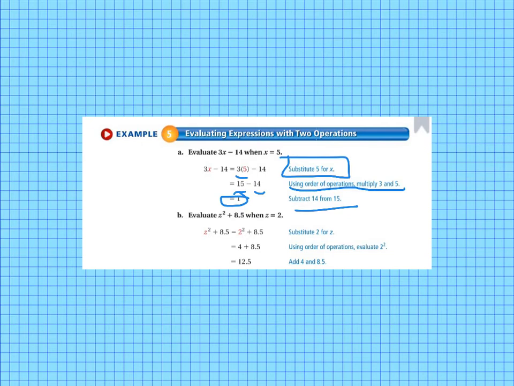We're going to evaluate z squared plus 8.5 when z equals 2. So we write our problem first, and then we substitute 2 for z, and we rewrite it. So we have 2 squared plus 8.5. We use our order of operations. We evaluate 2 squared first. So 2 squared equals 4, and 4 plus 8.5. So we're adding 4 and 8.5 equals 12.5.